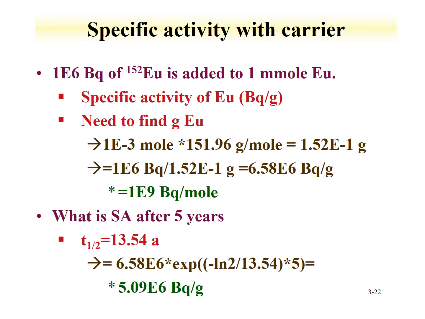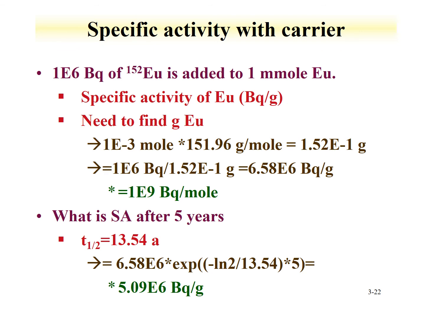So I could get the specific activity of the europium in becquerels per gram. So how many grams of europium are present? Well, the mass of the europium-152 that I'm adding is insignificant compared to the stable europium. So I have 1 × 10⁻³ moles of europium. This is my molecular weight. I have so many grams. And I put in 1,000,000 becquerels divided by so many grams. I get 6.58 × 10⁶ becquerels per gram.